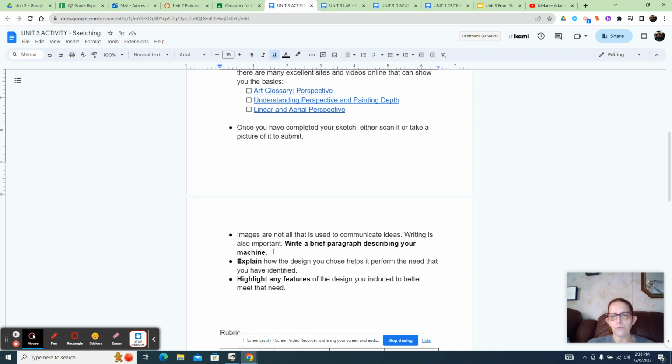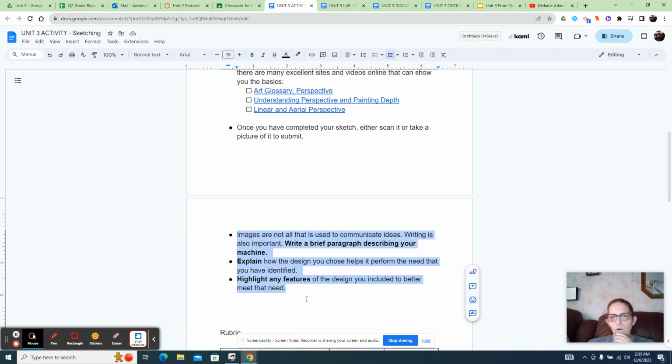You also need to write a brief paragraph describing your machine. And you can put that right on the paper if you have room, right on your design. Explain how the design you chose helps it perform the need that you have identified, and highlight the features of the design you've included to better meet that need. So these 3 things and your sketch need to be all together.